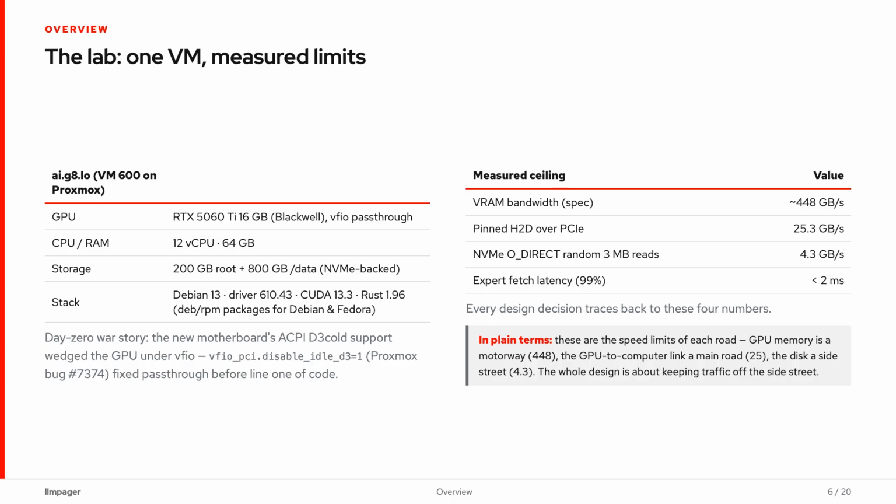Once it was alive, we measured the machine, and those 4 numbers on the right became the speed limits that shaped every design decision. GPU memory, 448 gigabytes a second. The PCIe link, 25. The disk, 4.3. A motorway, a main road, and a side street. The entire design is about keeping traffic off the side street.